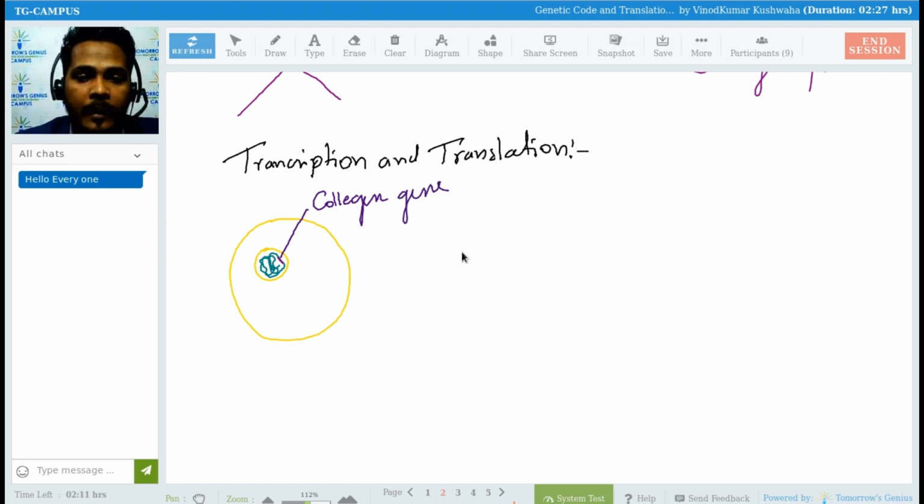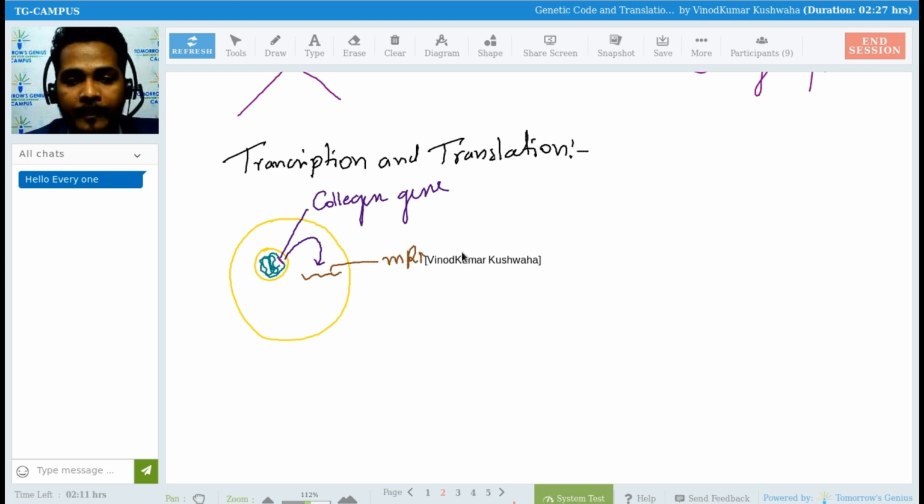Collagen gene. And this collagen gene, when it is transcribed, what will it form? It forms a sequence that is called mRNA. So what is this process? This step is called transcription. Transcription, right? Now after transcription, what happened?